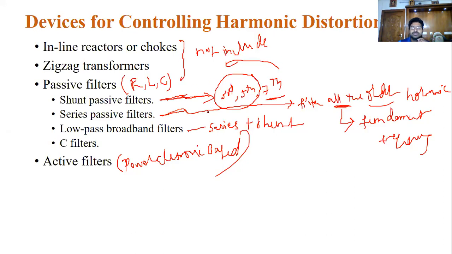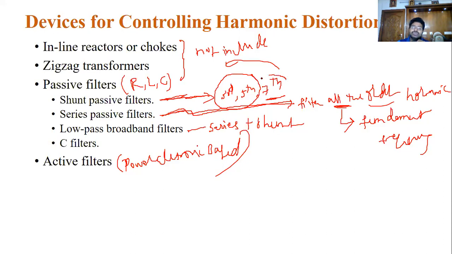So one filter is sufficient, and it can filter the higher order harmonics also. But what is the drawback? It can filter the harmonic components of the currents, but at the same time it can also filter the fundamental frequency currents. This is the drawback. Then what is the drawback of the shunt?